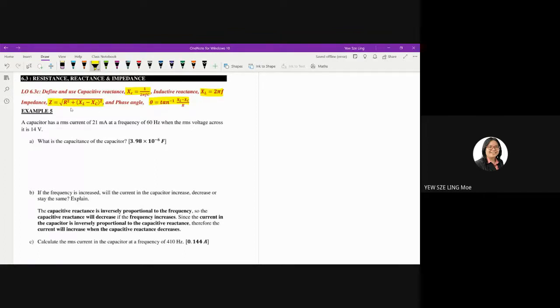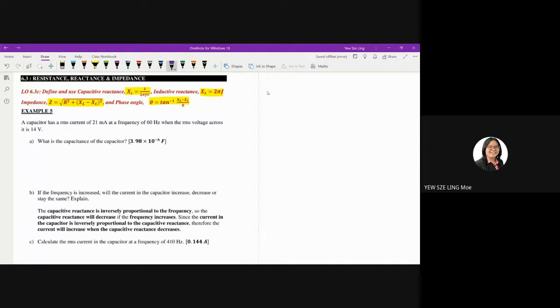And of course, in order to calculate the impedance and also the phase angle, I would encourage you to sketch the phasor diagram. Even though the question didn't ask you to sketch a phasor diagram, I always encourage my students to do so, so that you can see what is going on and know how to solve the questions.